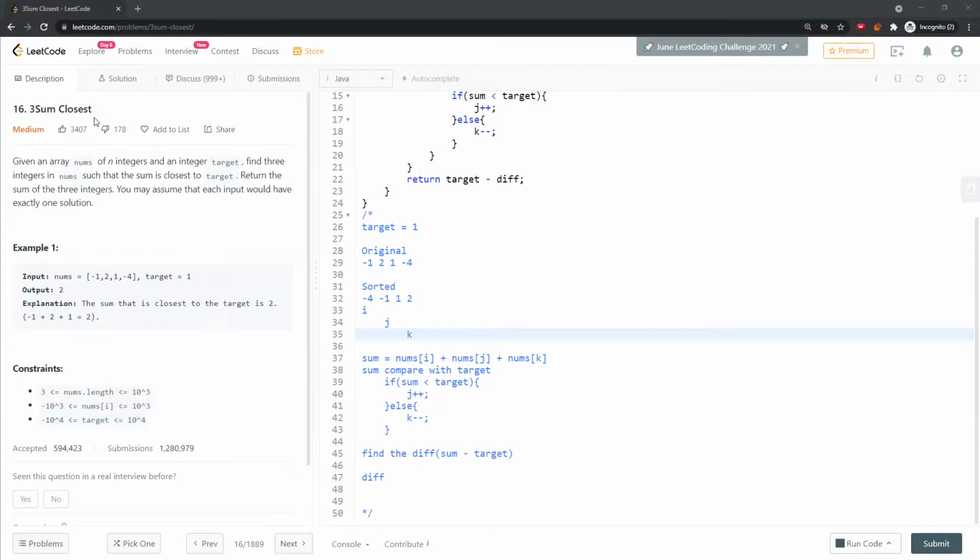Alright, let's talk about 3Sum Closest. The question is: given an array and an integer, find the three integers in nums such that the sum is closest to the target. For example, nums is negative 1, 2, 1, negative 4, and the target is 1.